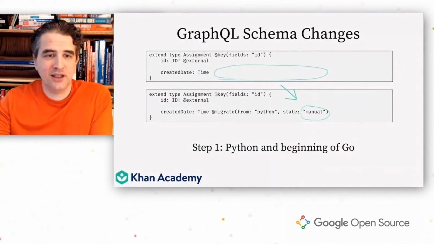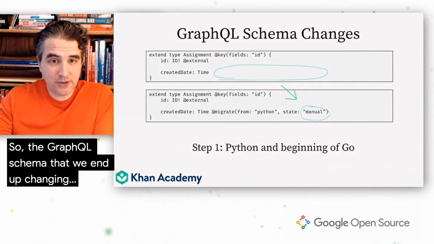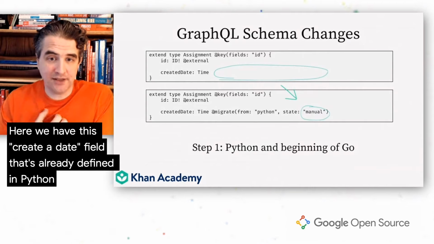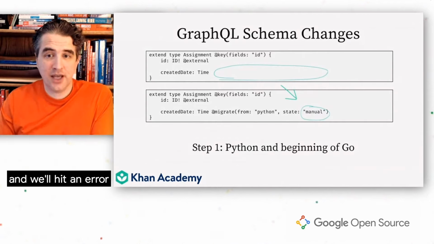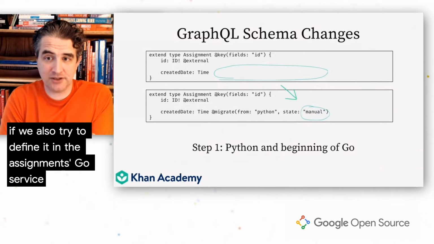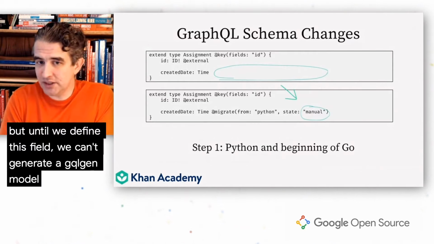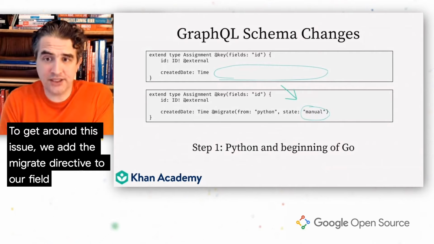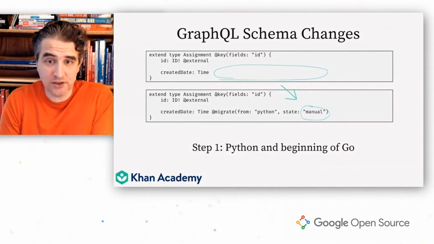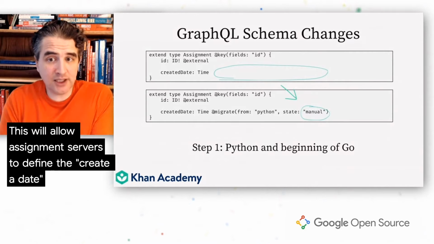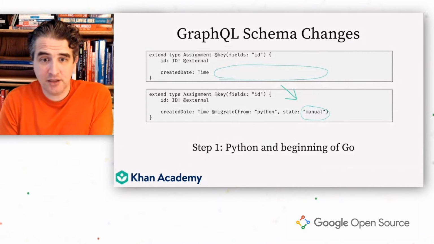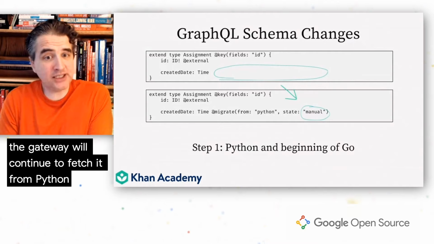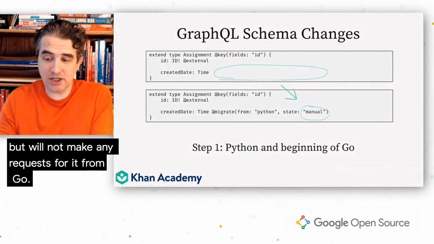It's code time. So the GraphQL schema that we end up changing, here we have this created date field that's already defined in Python. And we'll hit an error if we try to also define it in the assignments Go service. But until we define this field, we can't generate a GQLGen model or write any tests. To get around this issue, we add the migrate directive to our field with the state set to manual. This will allow the assignment service to define the created date, but will hide the field from the normal schema. If an end user requests this field, the gateway will continue to fetch it from Python, but will not make any requests for it from Go.